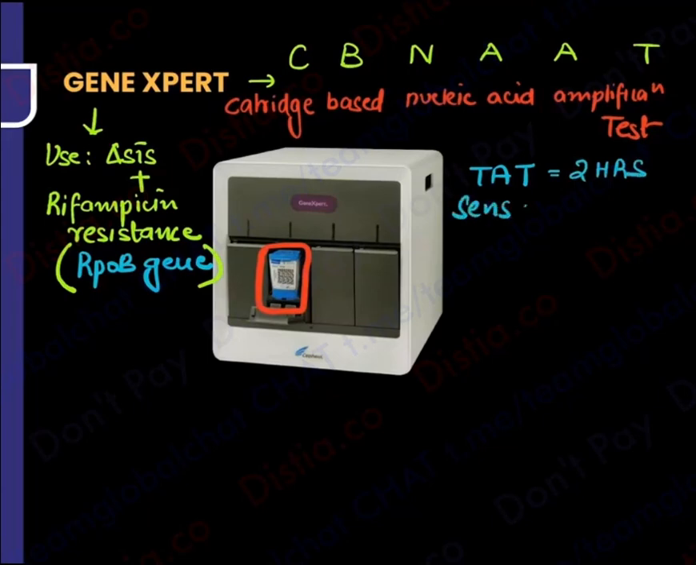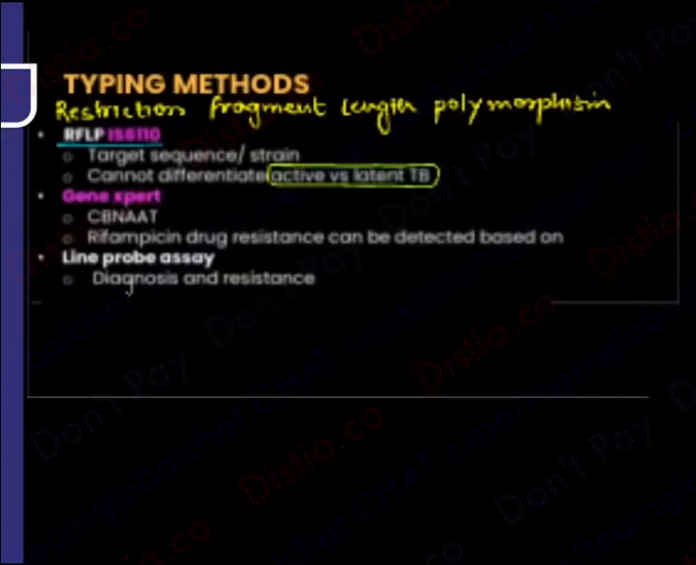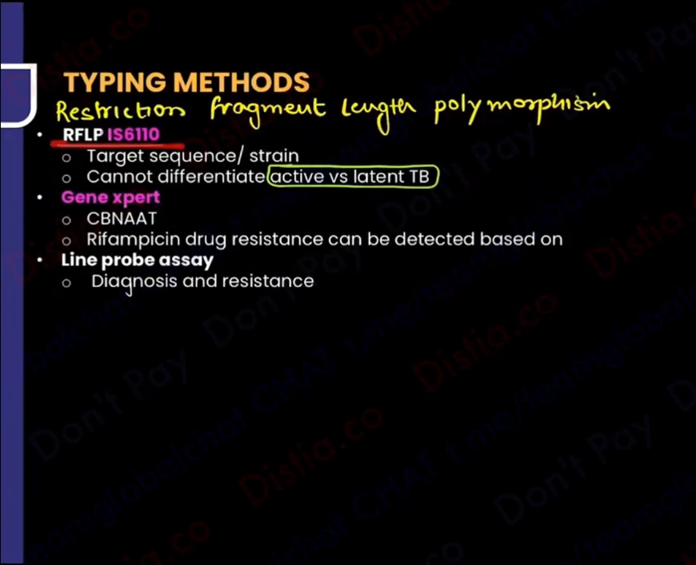And in terms of its sensitivity, it is 88%, but its specificity is 99%. So it's a damn good test, as I can see. And if you ask me what the detection limit is, how many bacteria should be there, as per the latest guidelines, they say 131 organisms present per ml. If this is the limit, then you can detect it via Gene Expert. So every word is important for the diagnosis, for the resistance. It has a good sensitivity, specificity. Detection limit is 131 organisms per ml. Everyone's okay with the genetics as well? Yes, the typing methods: RFLP, but cannot differentiate active from latent, Gene Expert, and line probe assay.